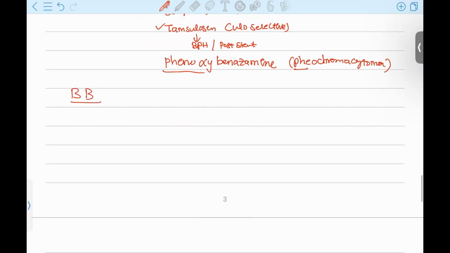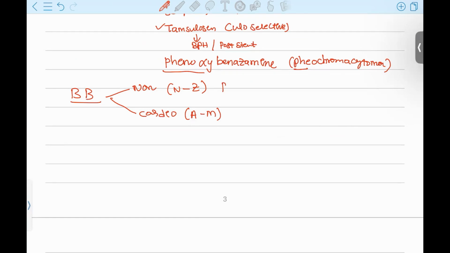You all know beta blockers are of two types, non-selective and cardio-selective. All the non-selectives start with the letters N to Z, and all the cardio-selectives are A to M drugs. Metoprolol, for example, is cardio-selective only. The remaining N to Z drugs are your first generation, or non-selective, beta blockers.